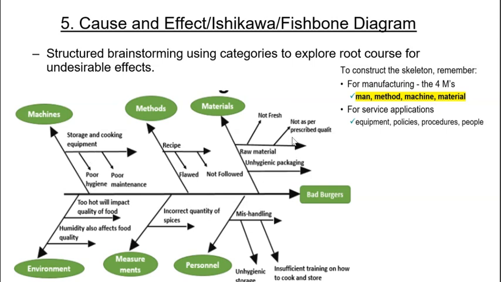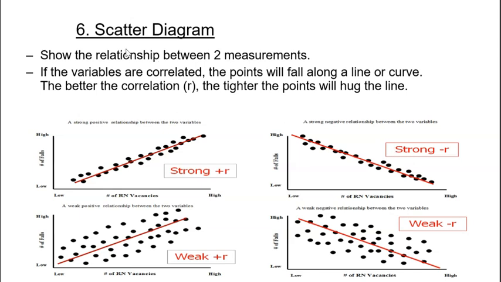And the sixth one is a scatter diagram, which is to see the relationship between 2 measurements. Okay, we can see whether the 2 variables correlate. Here we can see this is a strong positive correlation. This is not a strong one because it's scattered. This one you can see can form a straight line here, and this one, when you go this way, we call it the negative correlation.